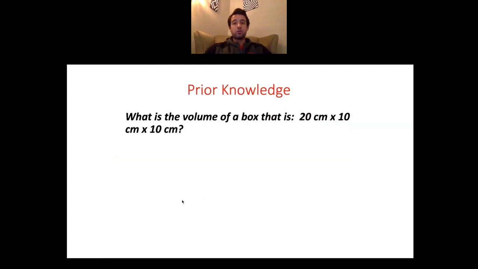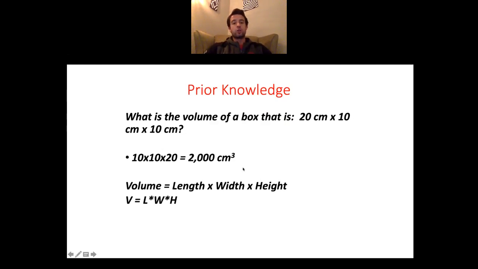Okay, so how do you find the volume of this box? It's 20 centimeters by 20 centimeters by 10 centimeters. Hopefully you know from this that you just multiply these three numbers together to find volume. Volume is, of course, length times width times height. When you do that, you're going to get 10 times 10 times 20, which gives you 2,000. And then the units for that are centimeters times centimeters times centimeters, which is the same thing as centimeters to the third power, or centimeters cubed.